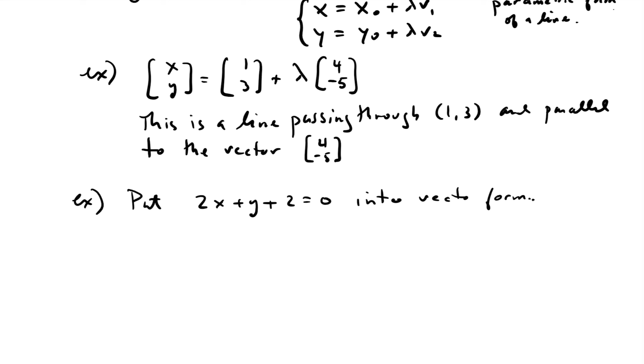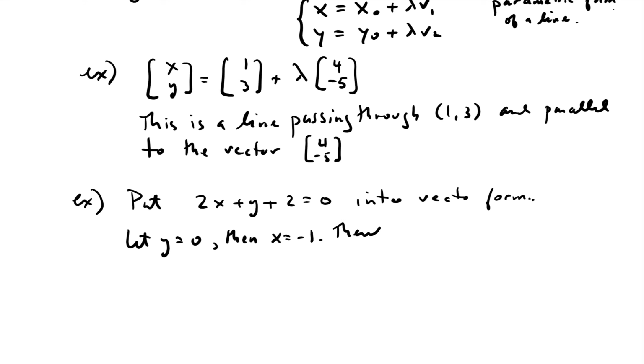So how do I do that? What do I need? I need a point on the line. How could I get a point on the line? Well, I could replace x or y by my favorite value for the other variable. So here I'm going to be lazy and let y equal 0. Then 2x plus 2 is going to be equal to 0 in that case. So that means x is going to be minus 1. So minus 1, 0 is a point on the line.